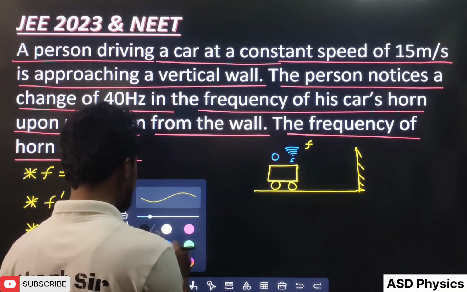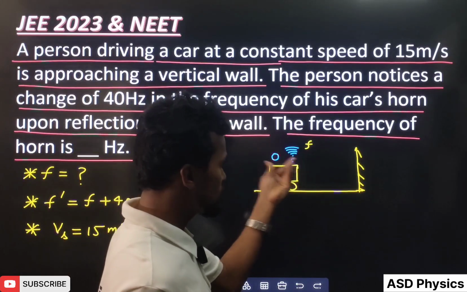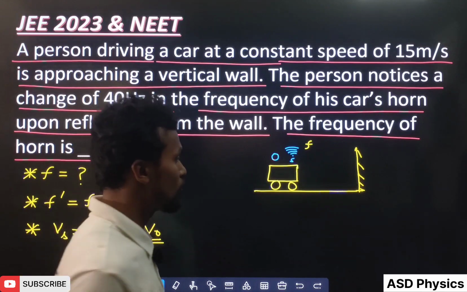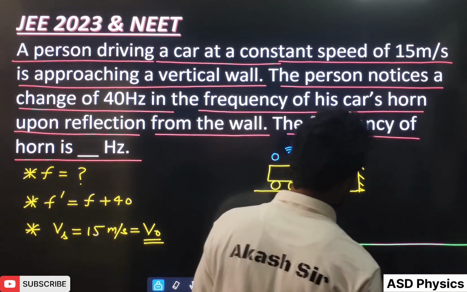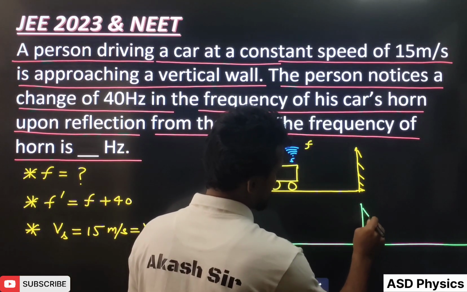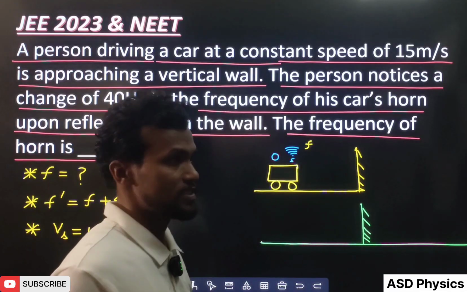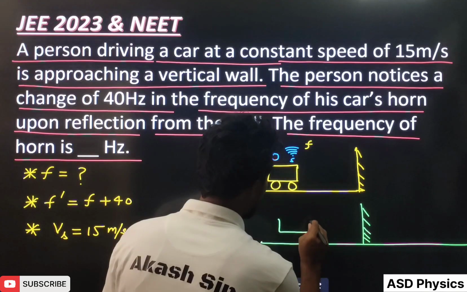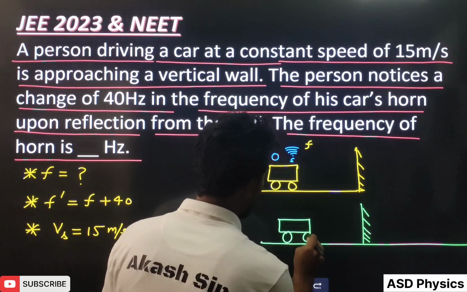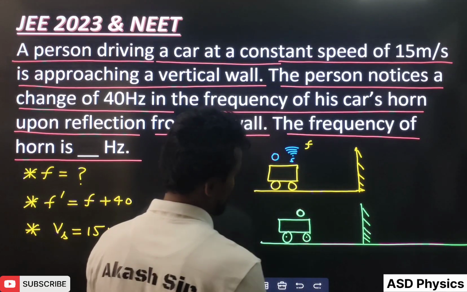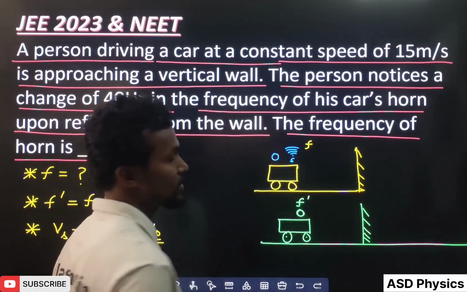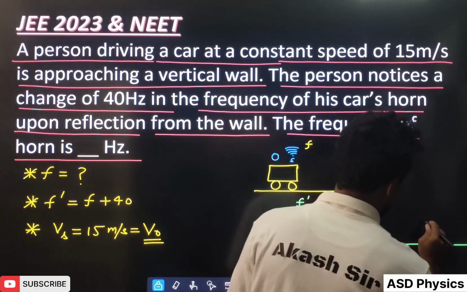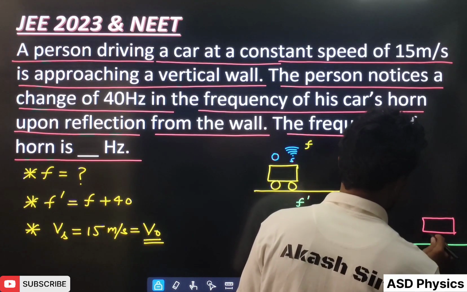So students, in this kind of situation where source and observer are at the same point and the object is moving towards the wall, we have to apply a little bit of a shortcut, and the shortcut is just like a mirror concept. Here the wall will just become like a mirror. This is the car, and inside the observer is there, and he is going to receive the frequency F dash. Then where is the source? The source will come here, just like a mirror.